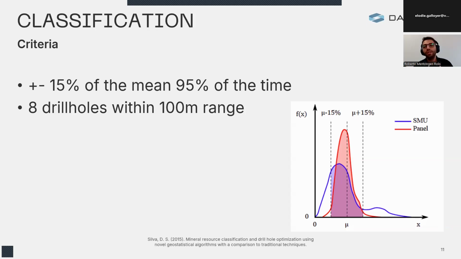Another key advantage is that simulations enable us to use probabilistic criteria for the classification. And these criteria are usually easier to justify and communicate than purely geometric rules, which often do not have any statistical meaning. So it's much clearer to say that a measured block falls within the average grade, plus or minus 50%, 95% of the time, than to say that a measured block was estimated using 8 drill holes within 100 meters, for example.